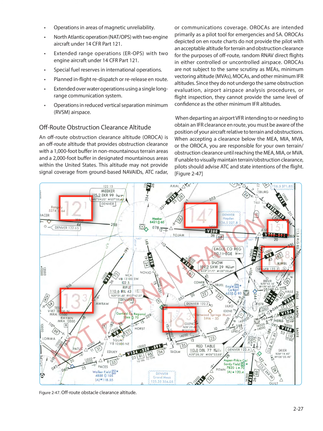When departing an airport VFR intending to or needing to obtain an IFR clearance en route, you must be aware of the position of your aircraft relative to terrain and obstructions. When accepting a clearance below the MAA, MIA, MVA, or the ORCA, you are responsible for your own terrain/obstruction clearance until reaching the MAA, MIA, or MVA.